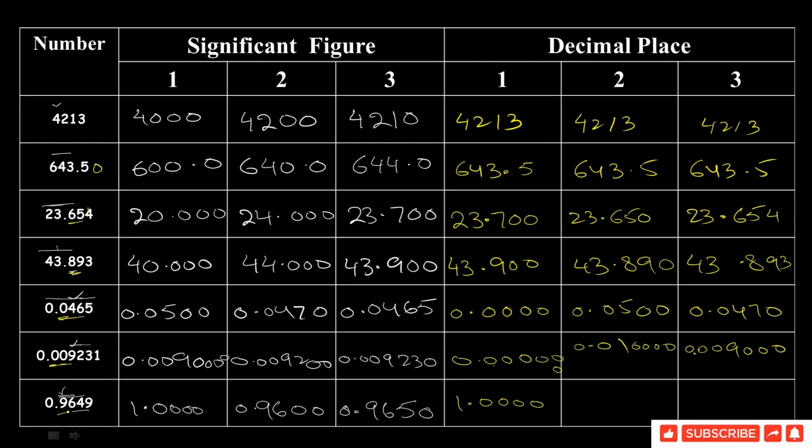Now we round it up to second decimal place, 0.96. 966 is the second decimal place. After the 6 you have 4, so you will discard it straight away, 0.9600. The next one, quickly, 3 decimal places up to 4, so you will write here 0.965 and then 0 because after 4 you had 9.